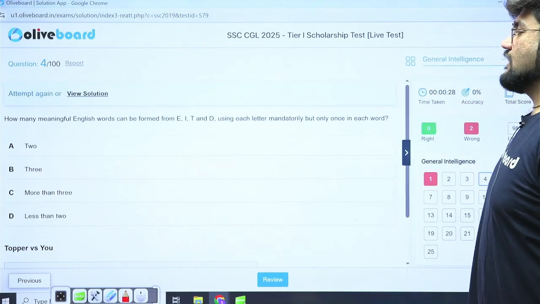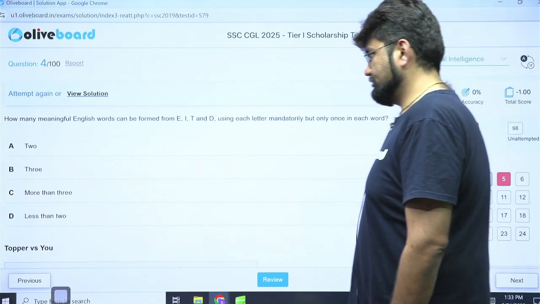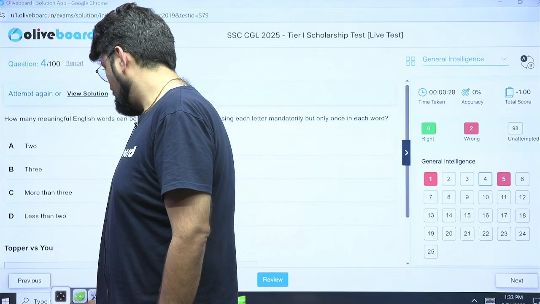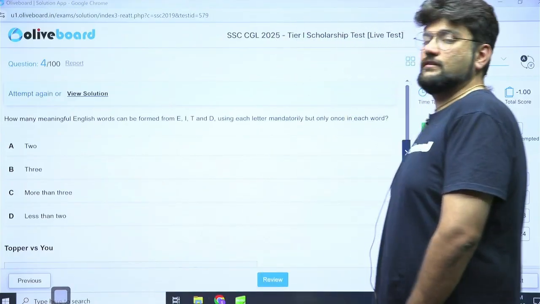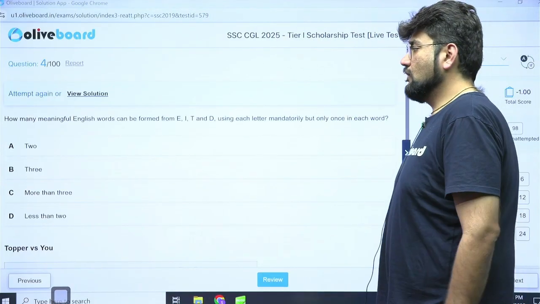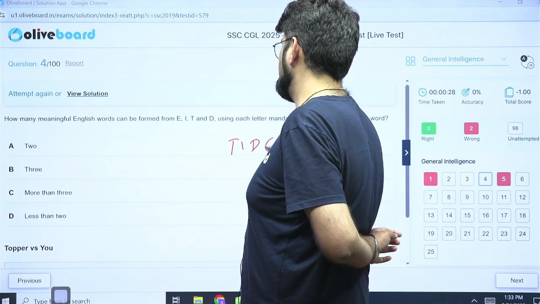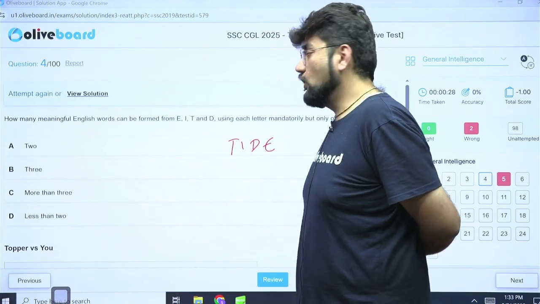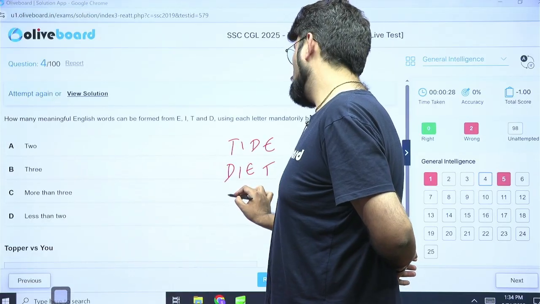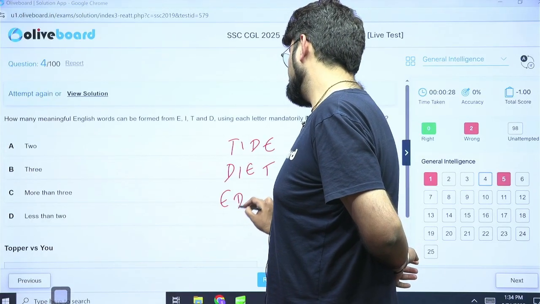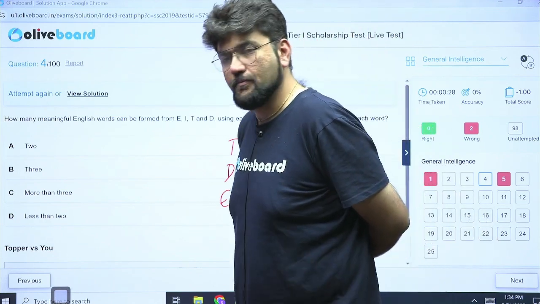How many meaningful English words can be formed from EITD using each letter mandatorily but only once in each word? So each letter has to be used mandatorily and only once in each word. You have to form only 4-letter words from all these 4 letters. Try this. Most of you, I am sure, will get the first word as TIDE. After thinking a lot, some students make the next word DIET. Then they move forward and think of EDIT. A lot of students stop here.